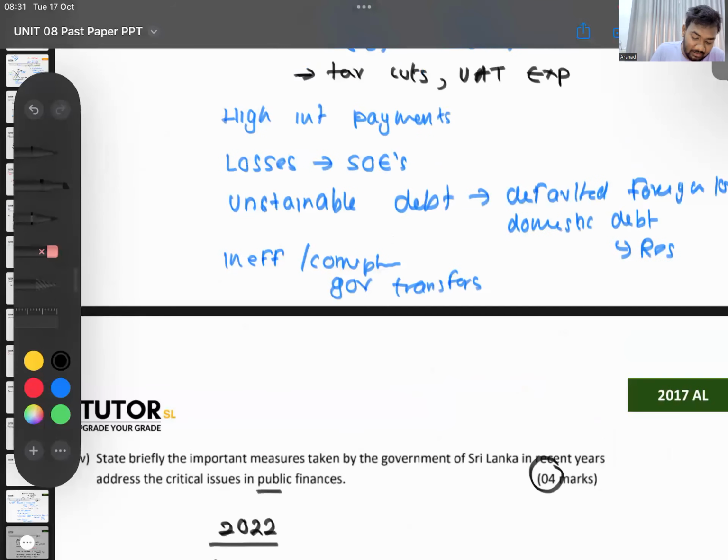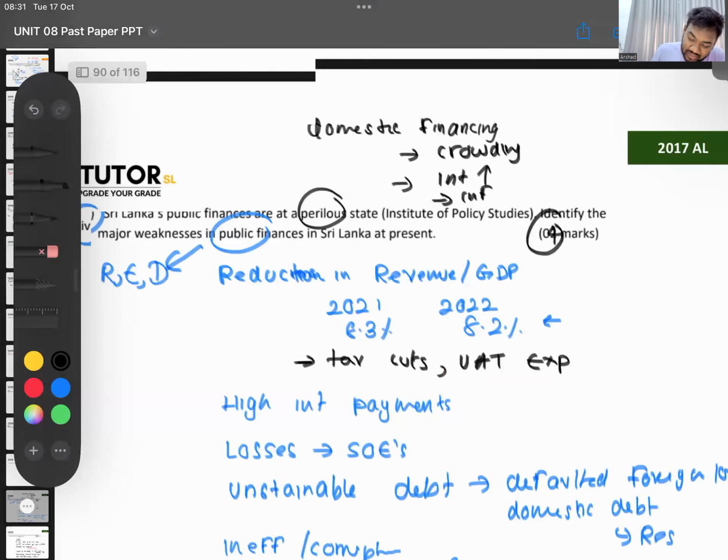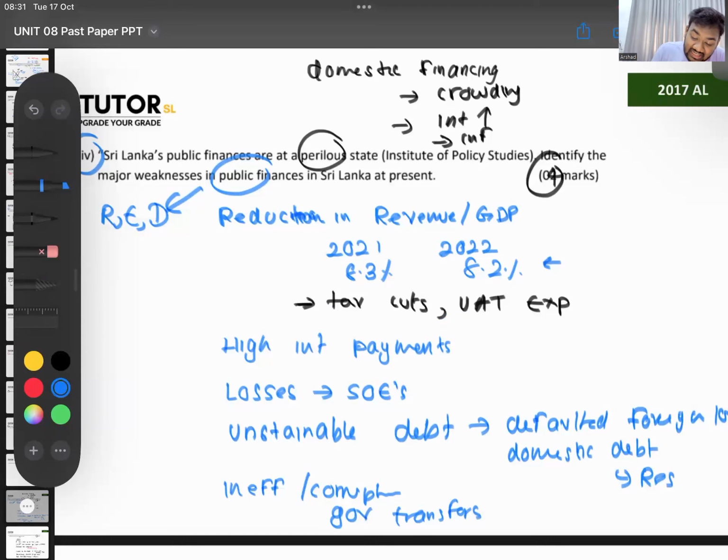A weakness in the public sector. For this one, you can say rigidity in government expense. Things like interest payments, pensions, salaries, you can't remove, right? You can't reduce them also. So it's very rigid. It's very hard to change. You can talk about that as a weakness too.